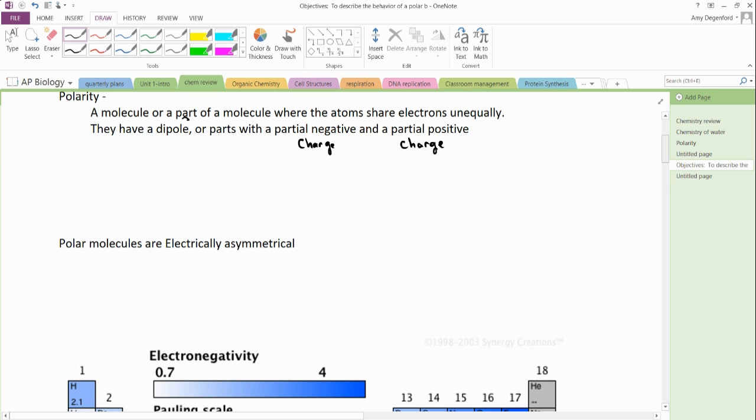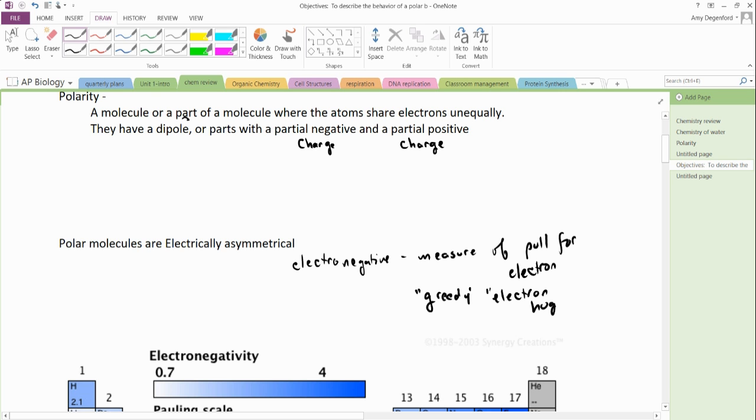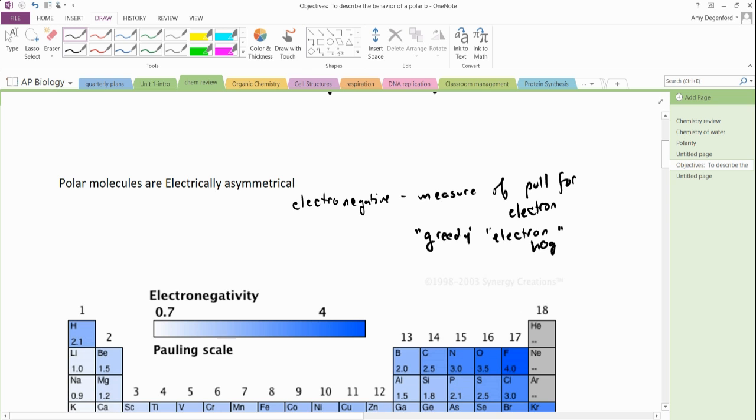Now, what leads to having a polar molecule? Well, they're electrically asymmetrical. This comes back to a term that you probably remember, electronegative. Electronegativity refers to how much pull an atom has for electrons. So the higher the electronegativity, the greater the pull for electrons. Sometimes, and this is a bit anthropomorphic, you hear people describing them as greedy or an electron hog, and of course there's no emotions to them, but it's a useful idea. They pull electrons towards them.